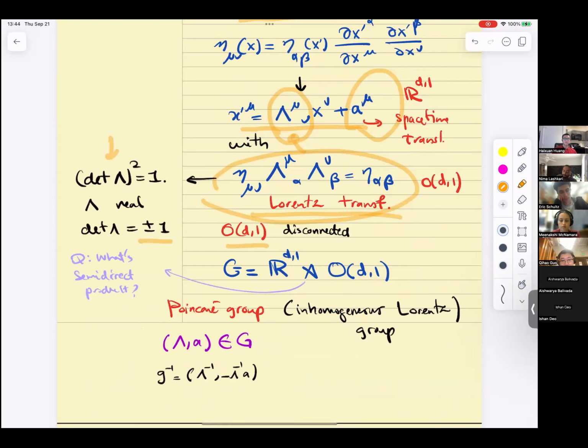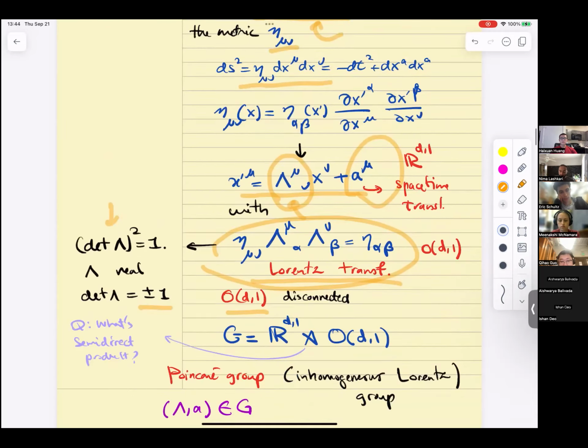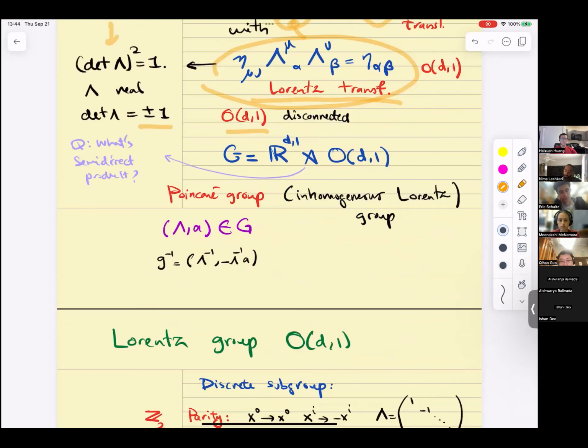The group that satisfies these relations is called O(D,1). These are orthogonal matrices that preserve the metric that has D 1s in the space direction and a -1 in the time direction, right? So this is your Lorentz group. It's a group, sorry, I shouldn't say disconnected. It's a group that's not connected.